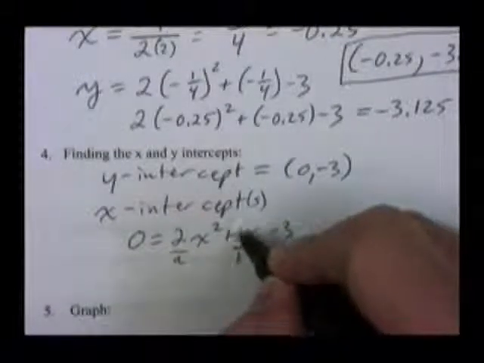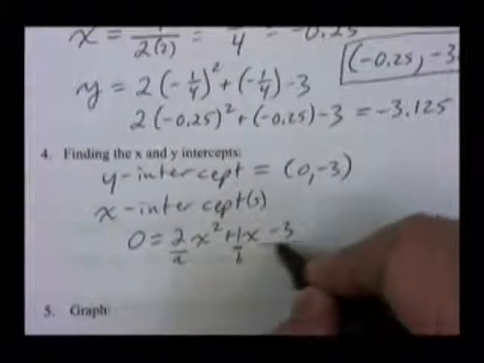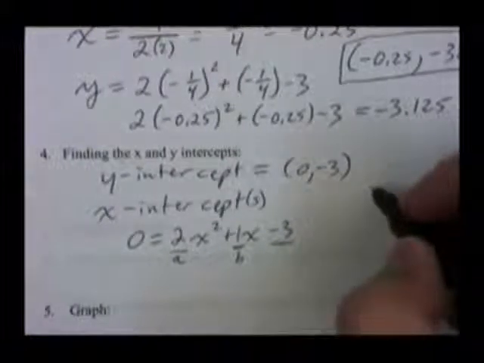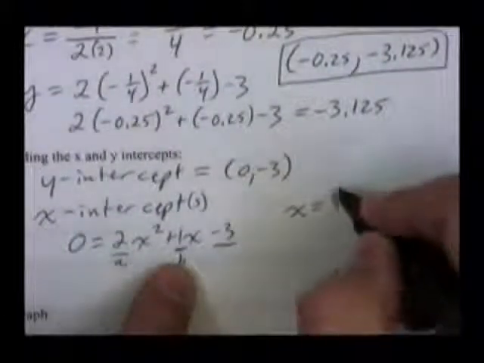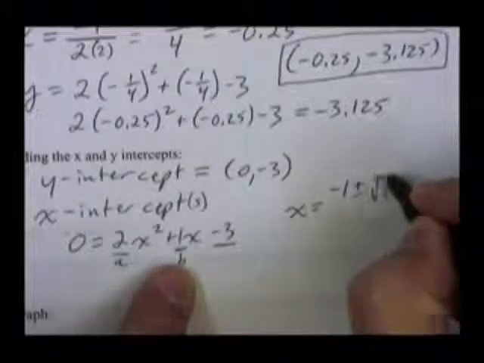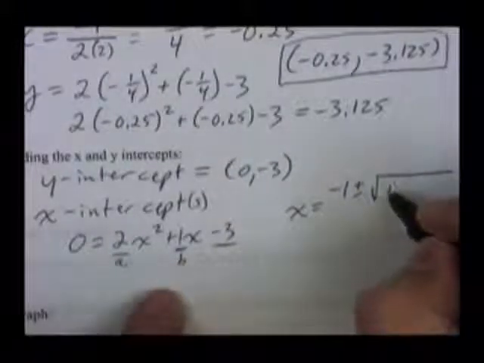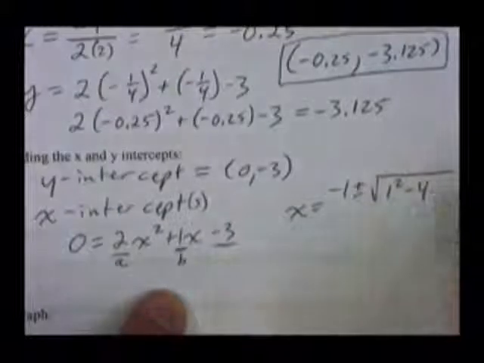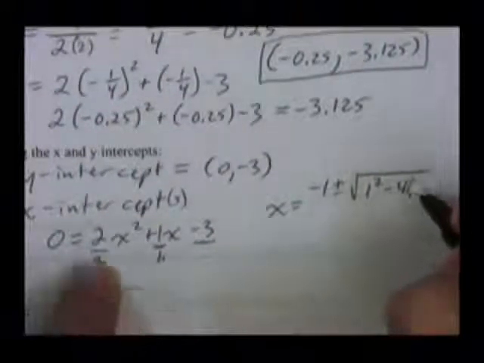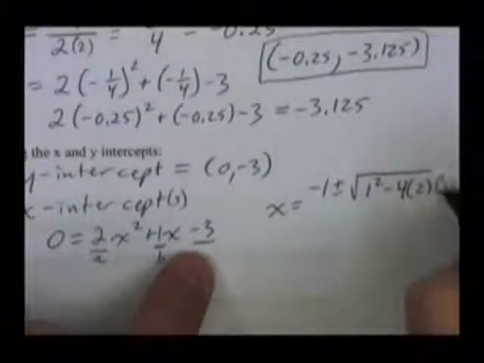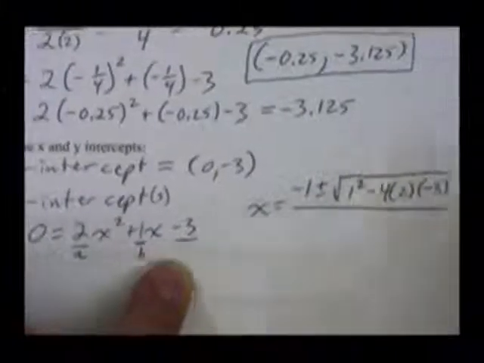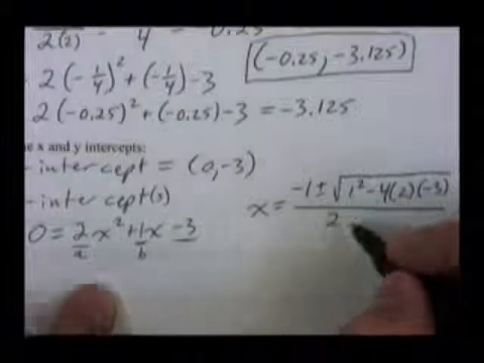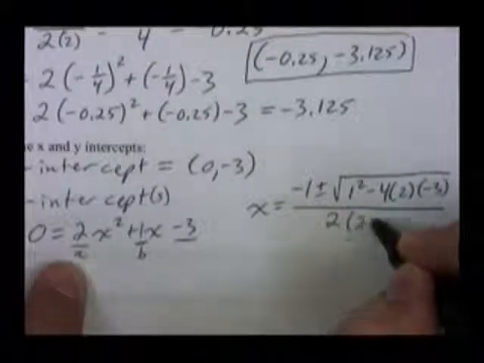Our b, remember, is an understood 1. And here's our c. So we have x is going to be the opposite of b. So if b is 1, we're going to have negative 1, plus or minus the square root of b squared, so 1 squared, minus 4 times a, which is 2, times c, which is negative 3, all over 2 times a, which is 2.